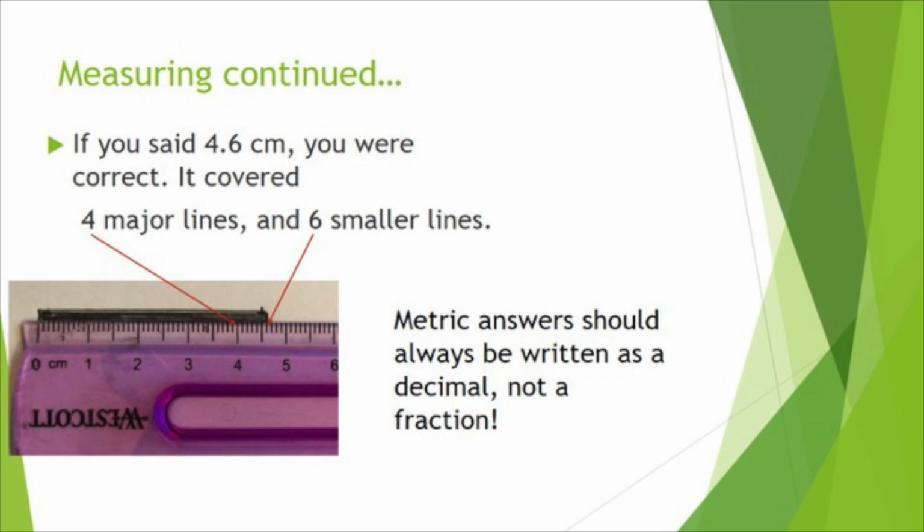Even if it was 4.5, we don't want to write 4.5 as a half. Half is for the English system. We don't need that. Let's just deal with decimals. 4.5, and this line looks like it's 4.6. So let's see. Yep, that's what it came out to be. So it's 4 major lines and then 6 smaller lines. So we would write that as 4.6 as a decimal and not a fraction.